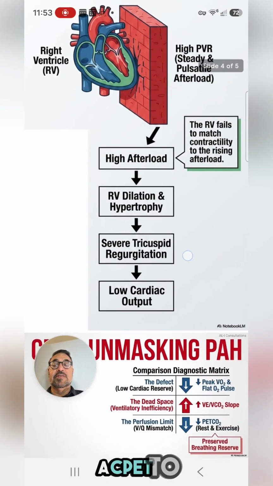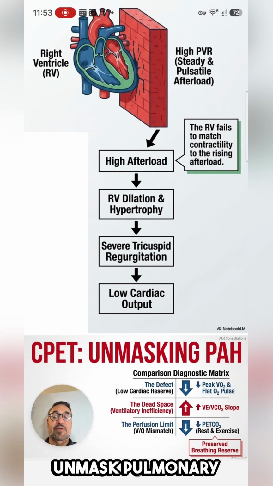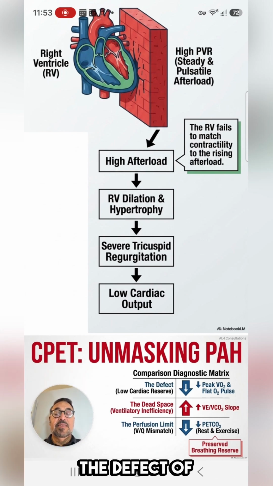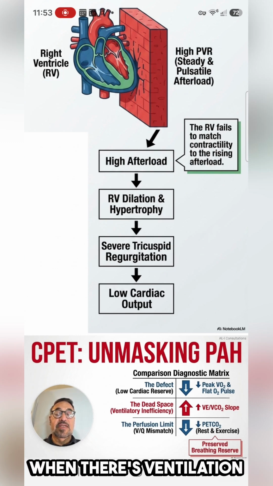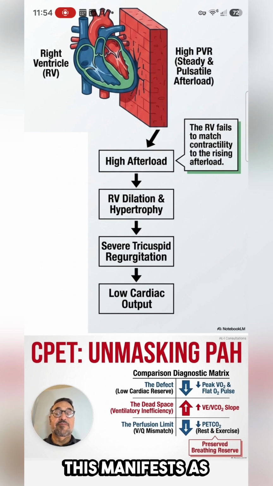You could use a CPET to unmask pulmonary arterial hypertension. The defect of low cardiac reserve presents as low peak VO2 and a flat O2 pulse. When there's ventilation of dead space, this manifests as increased VE/VCO2 slope. The perfusion limit VQ mismatch manifests as a low PET CO2. This is a simple non-invasive way of unmasking pulmonary arterial hypertension.